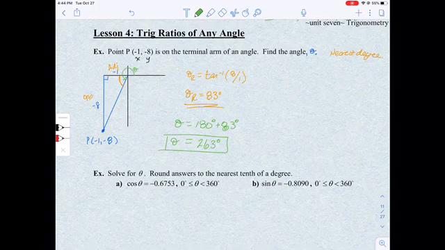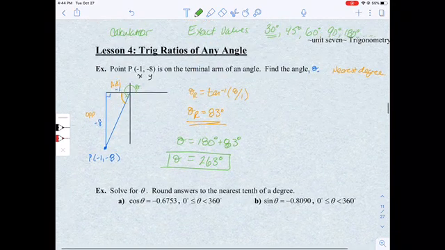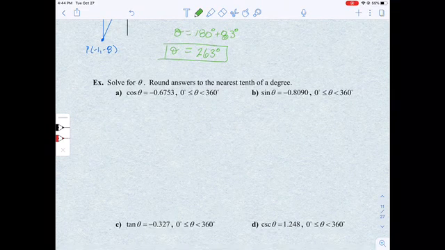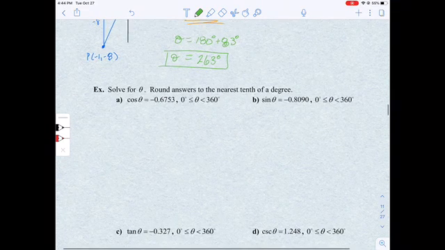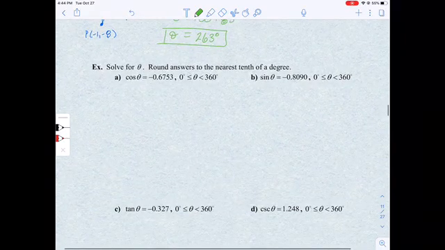Okay, next question. Solve for theta. Round answers to the nearest tenth of a degree. Now, this one's a little bit different. In the previous one we had a picture right away. This next one, I don't have a picture. I don't really know much. All I know is I've got some ratio.